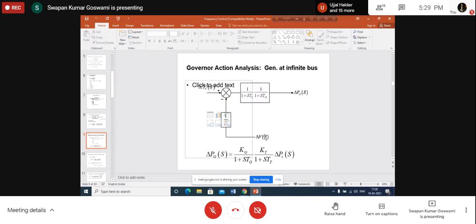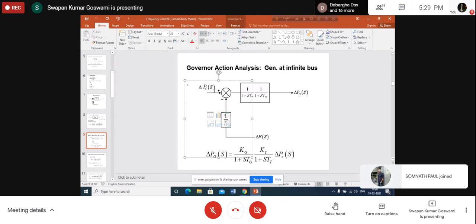Governor is represented as Kg by 1 plus sTg. This is the first order transfer function of the governor, and the turbine is represented by Kt by 1 plus sTt. It is the transfer function of the turbine. At the output, it is delta PGS, power increase at the input of the generator. Delta Fs is the change in the frequency. R is the regulation of the governor. Then delta PCS is the transform of the power increase command.